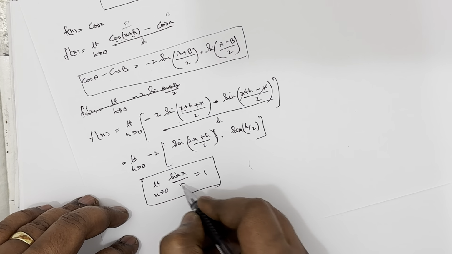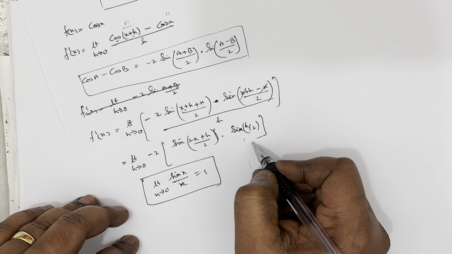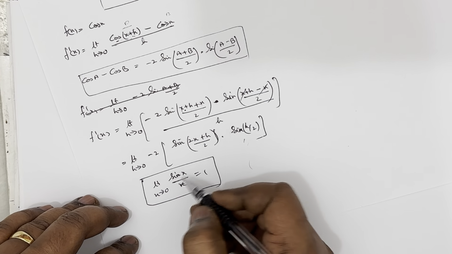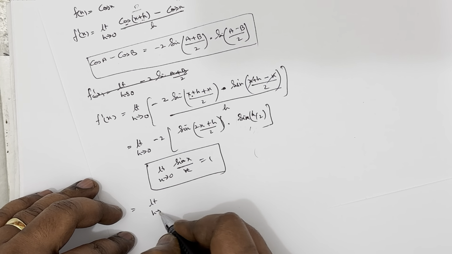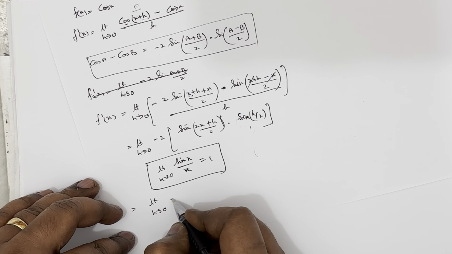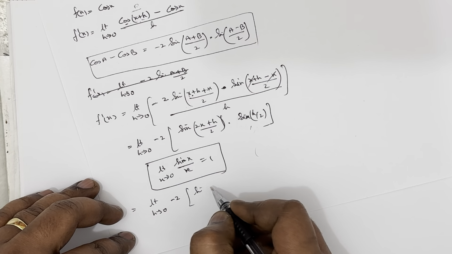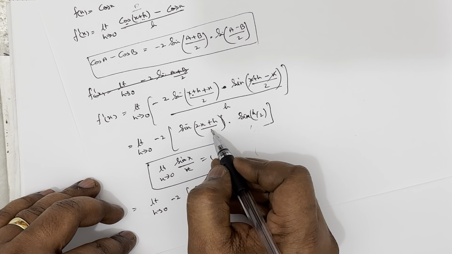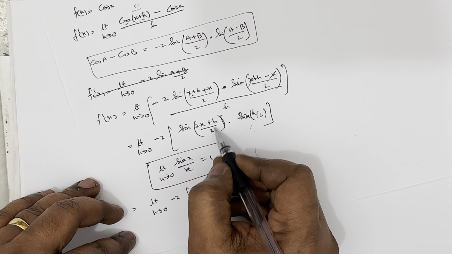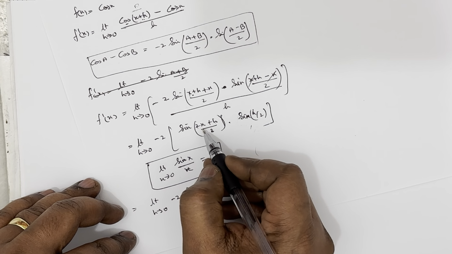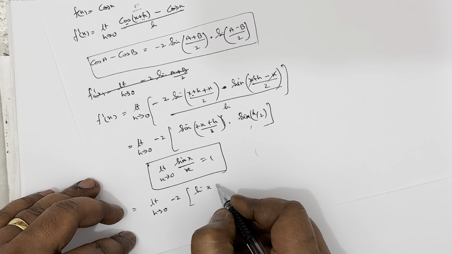So if we bring an h by 2 here, this will be in this form and this will become 1. So let's do that. Limit h tends to 0 minus 2 sine, now if we split this 2 to both the numerators, 2x by 2 and h by 2, this 2 cancels and it becomes x plus h by 2.